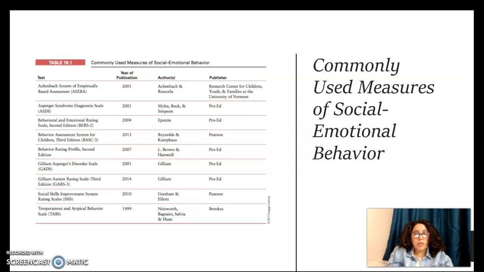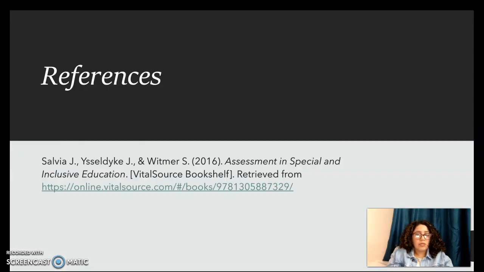Here are some commonly used measures of social and emotional behavior: Achenbach System of Empirically Based Assessment, Asperger Syndrome Diagnostic Scale, Behavioral and Emotional Rating Scale, Behavior Assessment System for Children, Behavior Rating Profile, Gilliam Asperger's Disorder Scale, Gilliam Autism Rating Scale, Social Skills Improvement System Rating Scales, Temperament and Atypical Behavior Scale.